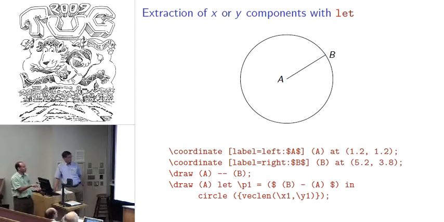So we're going to draw starting from A, but here we're going to let P1 be equal to just the difference of B and A, so that we can get our vector here. So we're just doing a coordinate calculation. Now inside of this vector length, we can refer to x1 and y1, and since the ones match, we get the x coordinate of P1 and the y coordinate of P1. Again, we don't get to choose what those macros are named. They start with x and then follow whatever the numbering convention is that we use for our let.